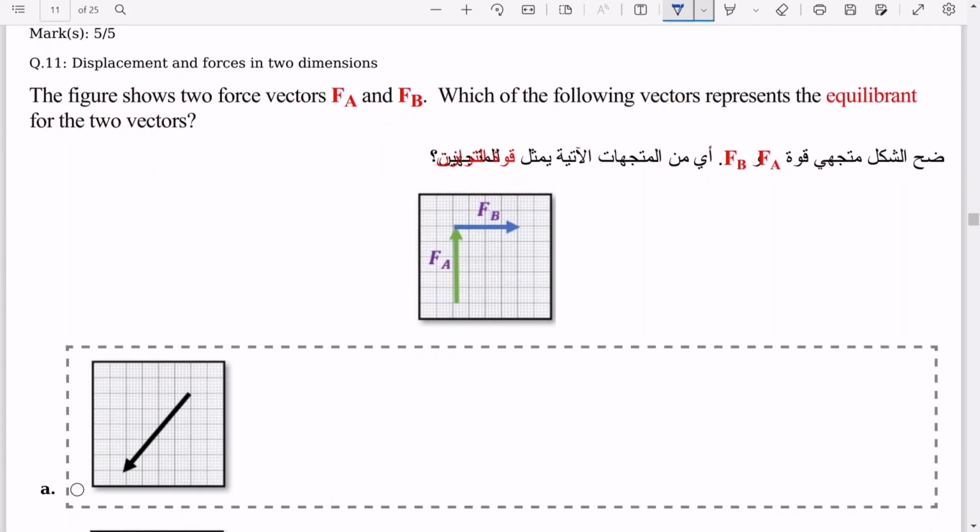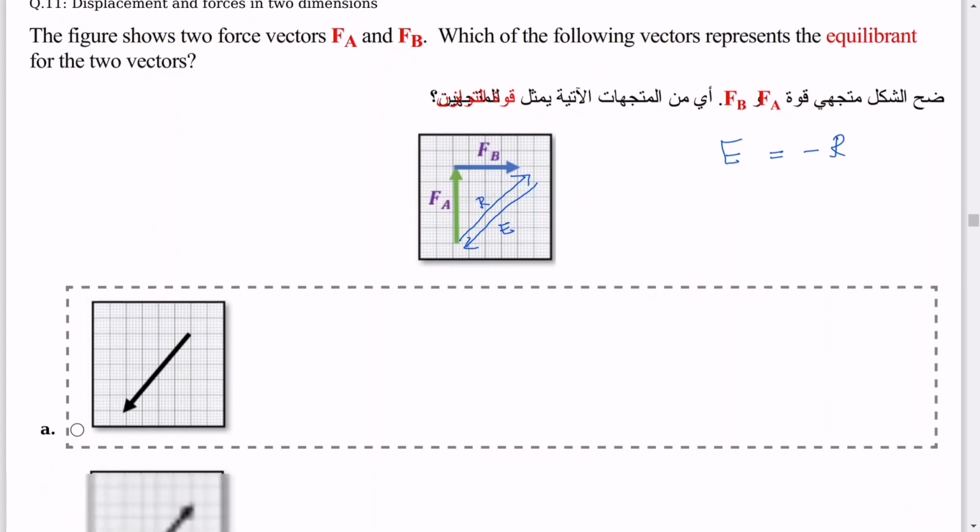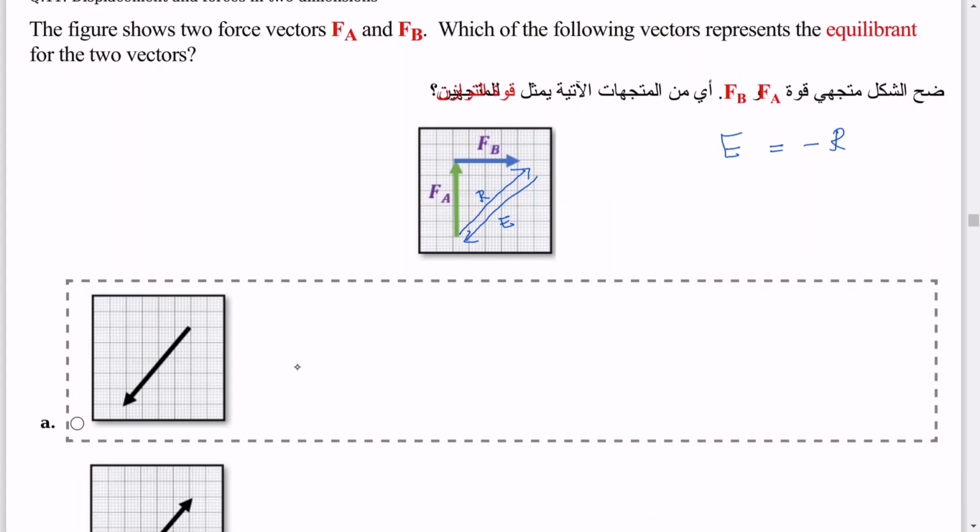The figure shows two forces Fa and Fb. Which of the following vectors represents the equilibrant of the two vectors? See, what is the meaning of equilibrant? Equilibrant is the negative of the resultant, which means the equilibrant will be equal to the resultant, but the direction will be opposite. So here, these are the two vectors. So what will be the resultant? The resultant will be like this, right? So the equilibrant will be the same as the resultant, but the only difference is the direction will be opposite. So this is the resultant vector, right? And this is the equilibrant vector, this is our answer.